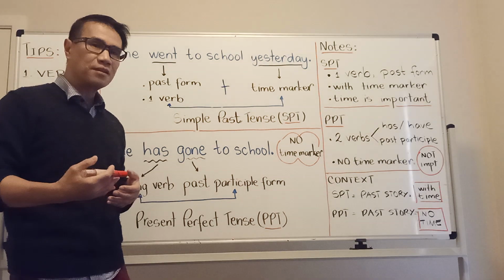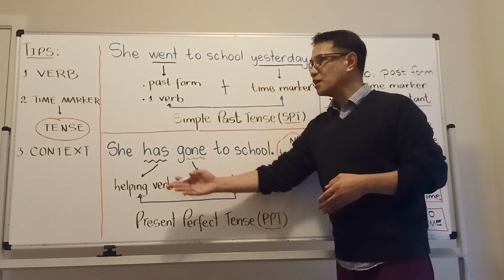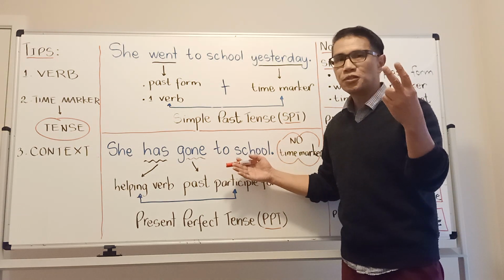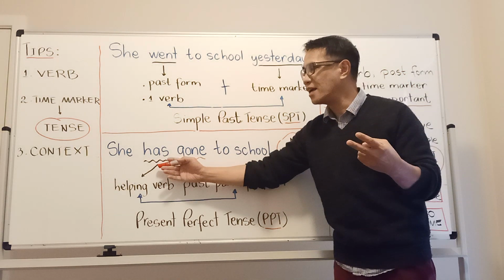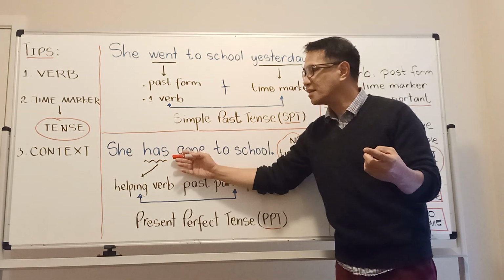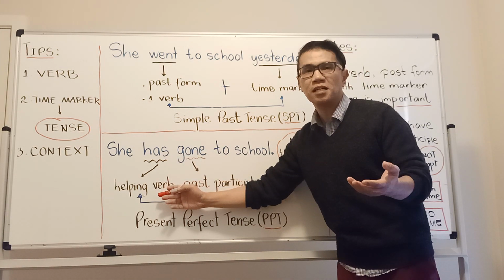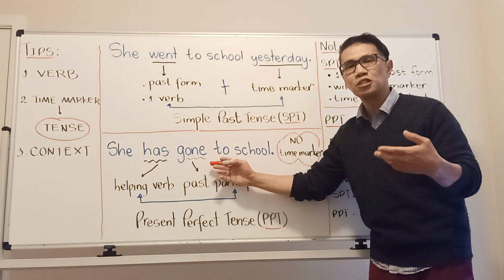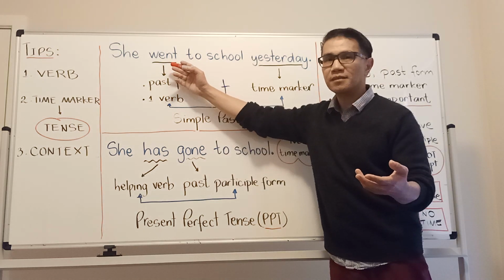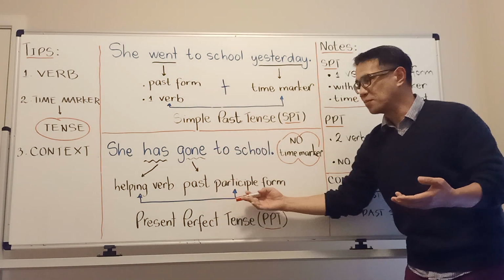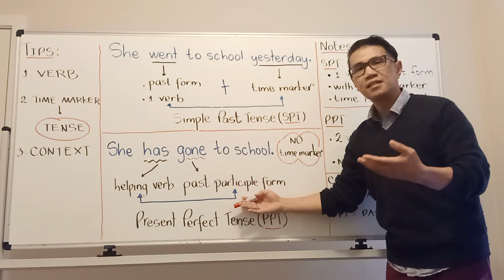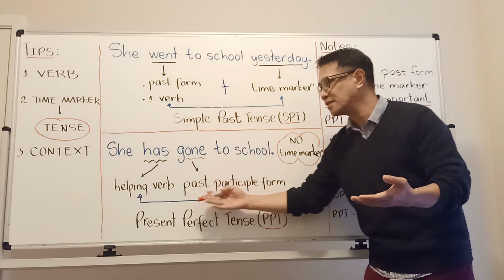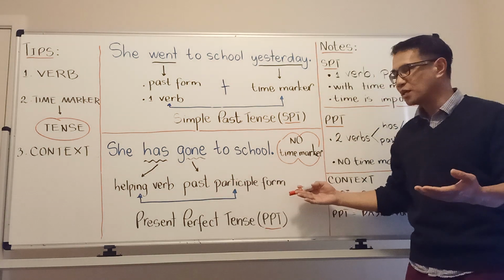Let's take a look at another example. She has gone to school. In this example, there are 2 verbs. The verbs are has and gone. Has is a helping verb. Sometimes it is called an auxiliary verb. Gone is an action verb or doing verb, just like went. Gone is in the past participle form. It is not in the present form. It is not in the past form. It is in the past participle form.